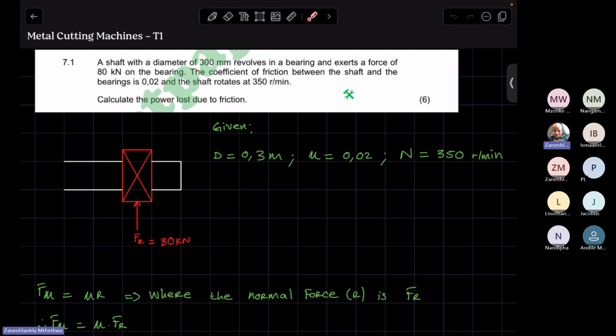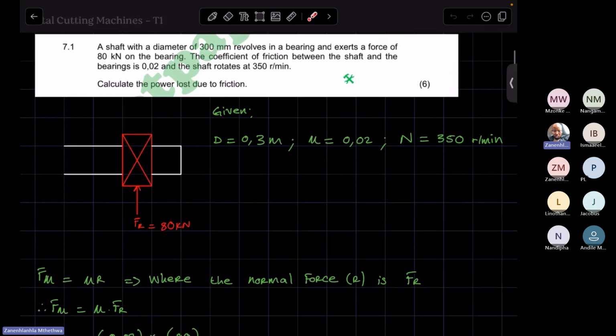Now, a radial force is perpendicular to the line of action of the shaft, making it a normal force essentially. Remember, a normal force is perpendicular to the horizontal. So the relationship we get here between a radial force and a normal force is that we can take the radial force as being a normal force, seeing that it is perpendicular to the line of action of the shaft. Now you've been given the coefficient of friction, and you are asked to calculate the power lost due to friction.